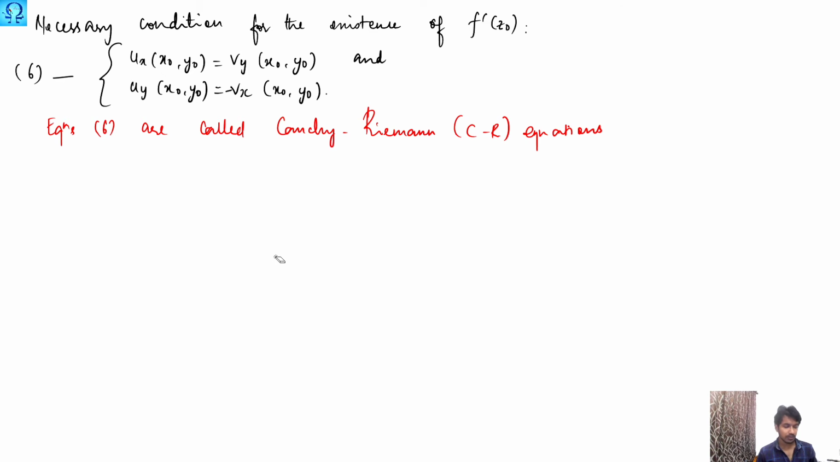So till now we have actually proved the necessary condition for the existence of f prime of z naught, and we summarize that as the theorem. So this is the necessary condition for the existence of the derivative of a function. Okay, we have proved it, but we have not stated what it is.